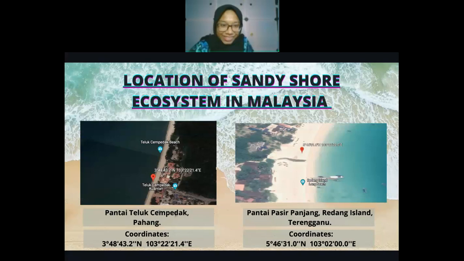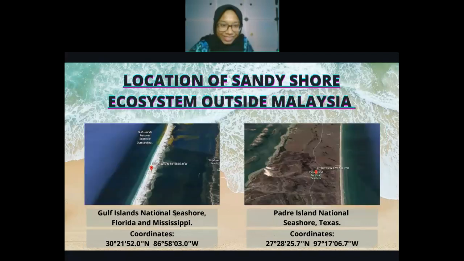Where can we find sandy shore ecosystem in Malaysia? The first location is Pantai Teluk Cempedak, or called Palm Beach, which is located at Kuantan, Pahang. The second location is Pantai Pasir Panjang, Redang Island, Terengganu. It is one of the largest islands of mainland Malaysia and famous for its incredibly white sand, shimmering and crystal clear water. Both of these sandy shores are located in the east coast of Peninsular Malaysia.